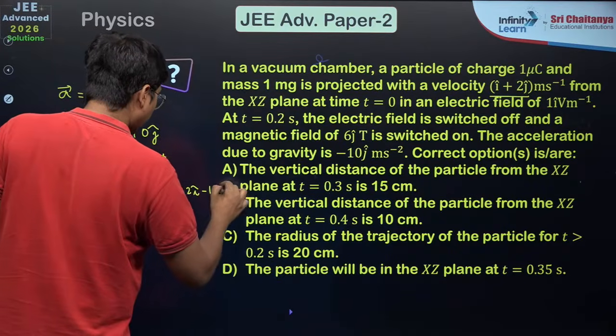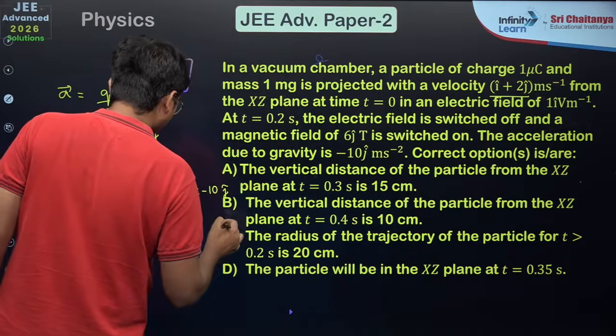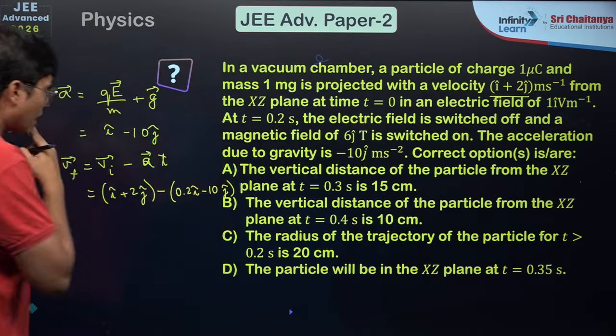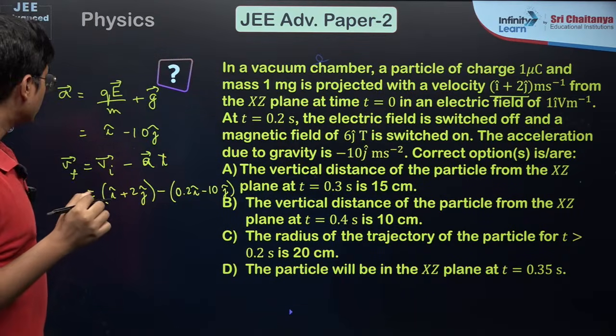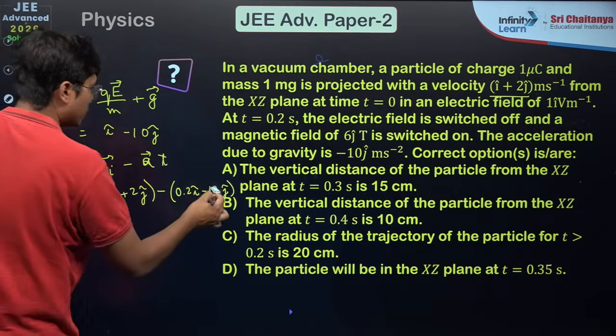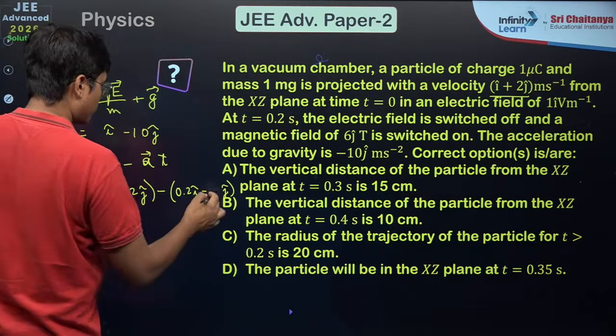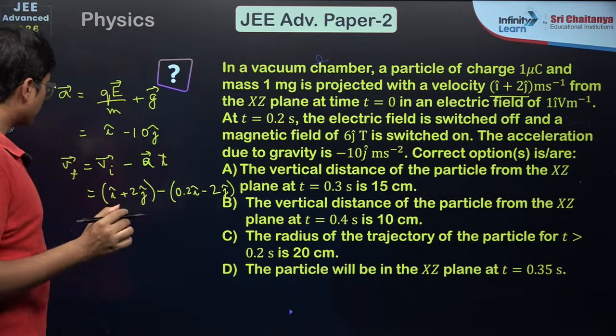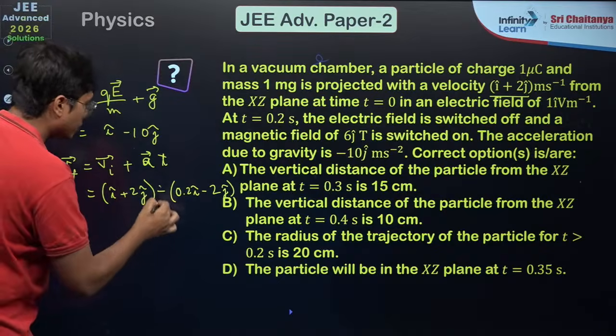Okay, minus 10 into j cap. 10 into j cap, right? Oh, 10 into, this is 2 j cap, because 0.2 into 10 is 2 j cap. Hey, it's plus. Why did I put a minus?